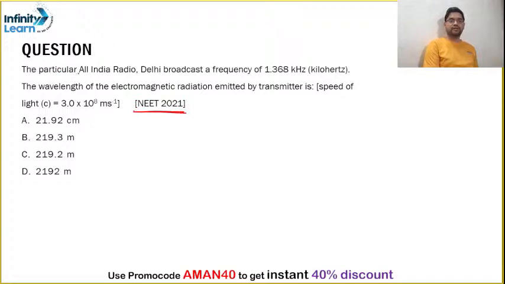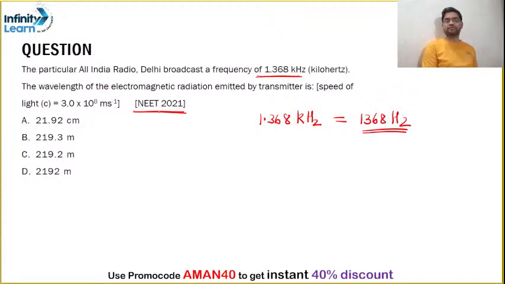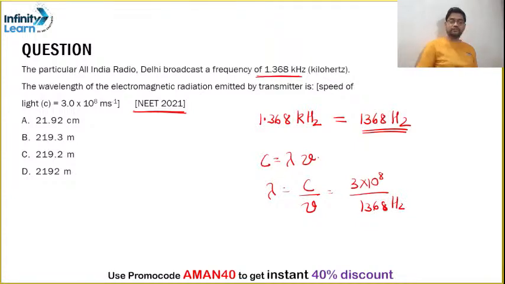The All India Radio Delhi broadcast frequency is 1.368 kilohertz. That is equal to 1368 hertz. The wavelength of electromagnetic radiation emitted is, so we just need to know the wavelength. So we know that c is equal to lambda times frequency. So lambda is equal to c by frequency. So that is 3 into 10 raised to 8 divided by 1368 hertz. If we solve this, I guess the answer has to be B, that is 219.3. Okay, clear?